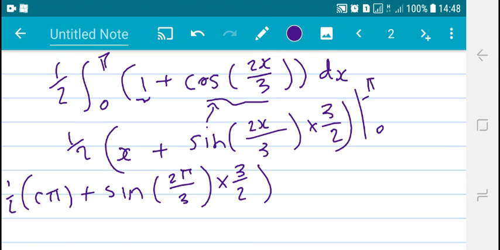Now I subtract the lower limit of integration. Now you notice that if I plug in 0 for x, this will be 0. Now sine of 2 times 0 over 3, which is just 0 as well, right? So sine of 0 is 0, so plus 0. So essentially this entire term is just 0. And then the rest is just trying to evaluate this thing.